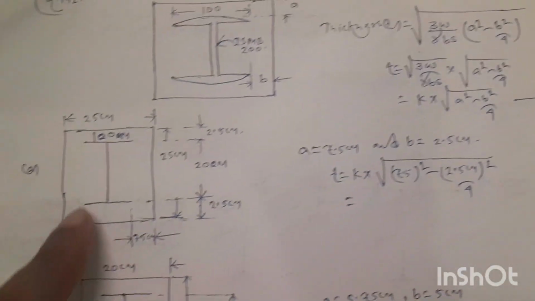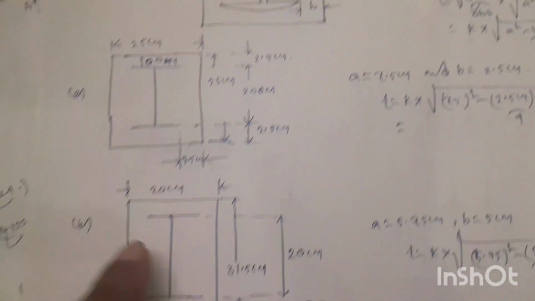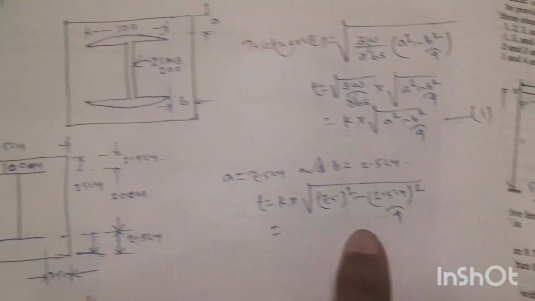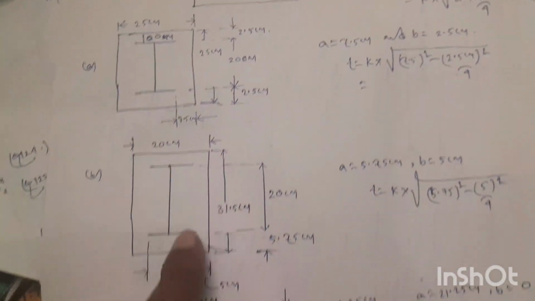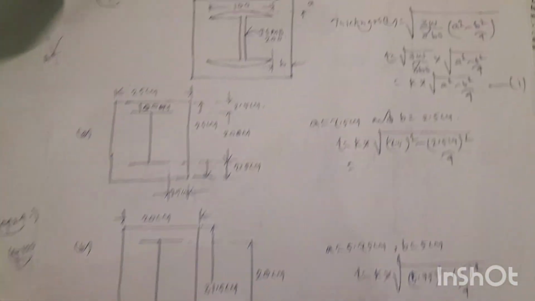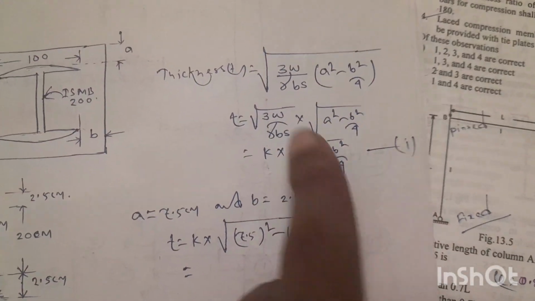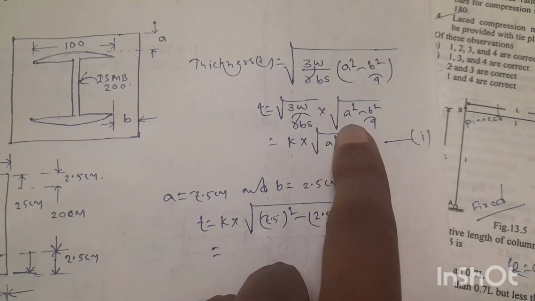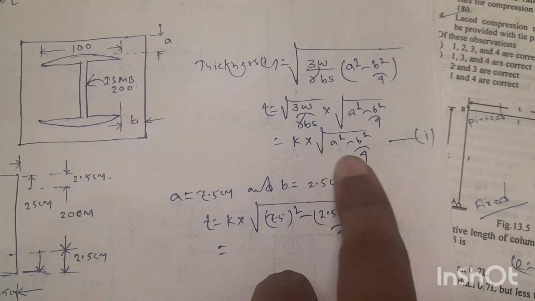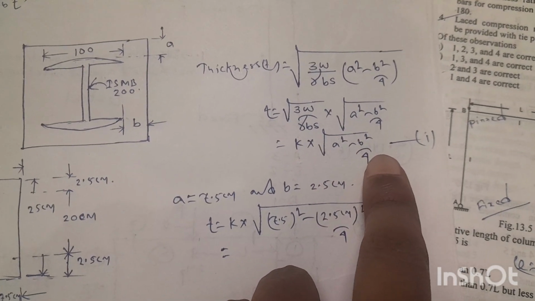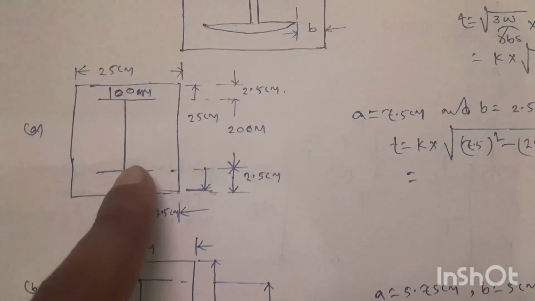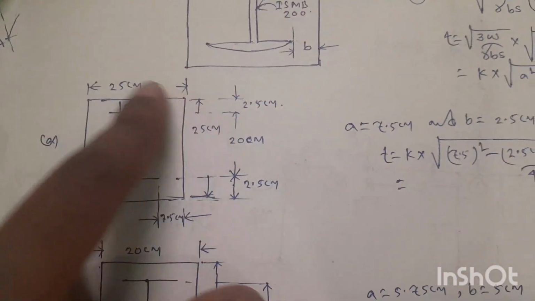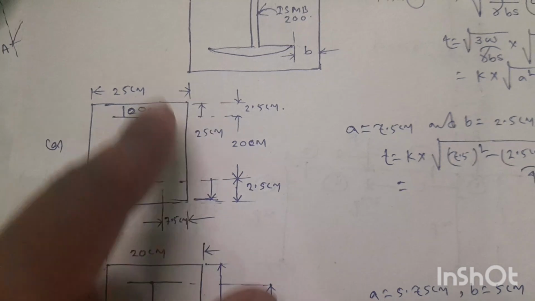So these 4 conditions, 1, 2, 3 and 4. Now we have to determine which arrangement has the least base plate thickness. For the least base plate thickness T, the value of this portion, root over of A square minus B square by 4, will be less. So let's calculate.